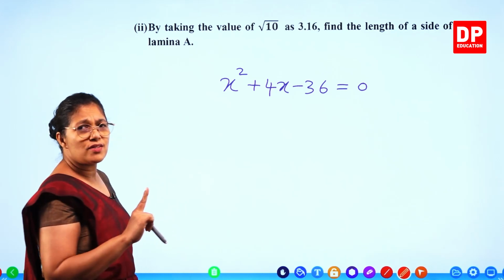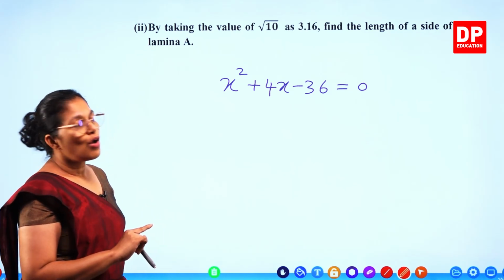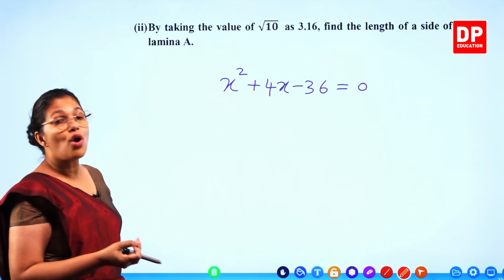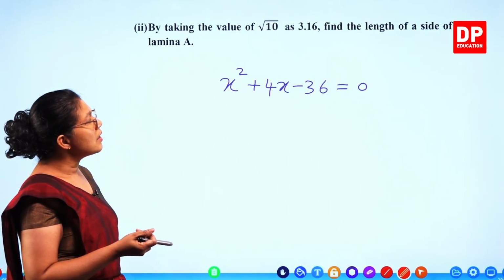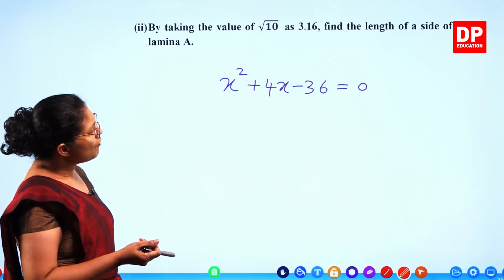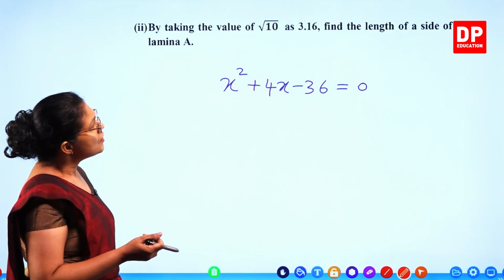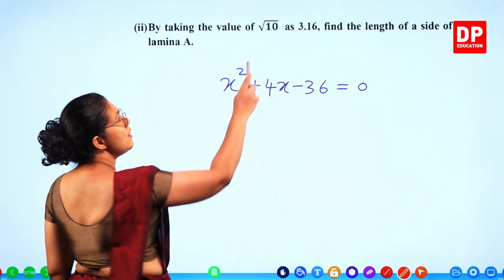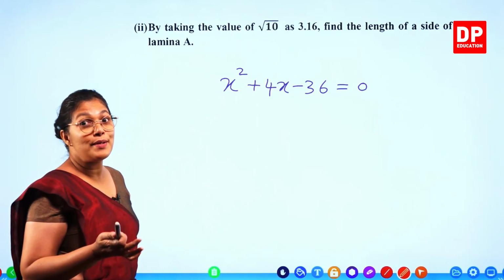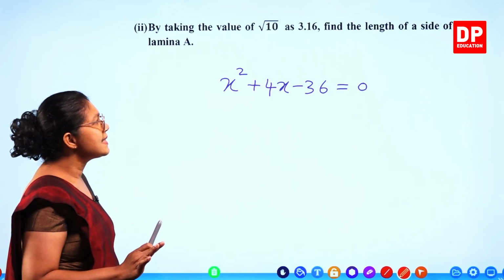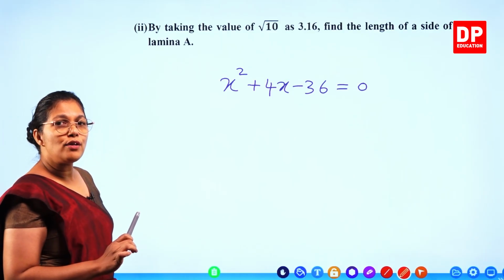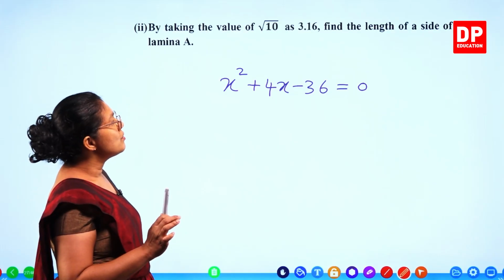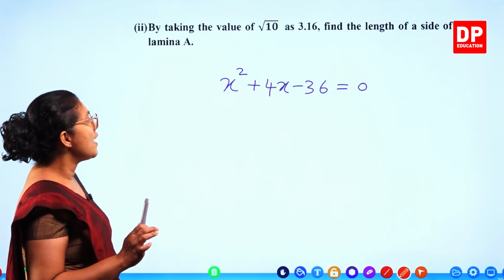So what are the methods we can use to solve this equation? You can either use the quadratic formula or the completing square method. Can we factorize? First check whether you can factorize. Definitely you can't, because there's a root 10 value given. So that means you are getting a third value. Either you can use the quadratic formula or using the completing square method you can find x.